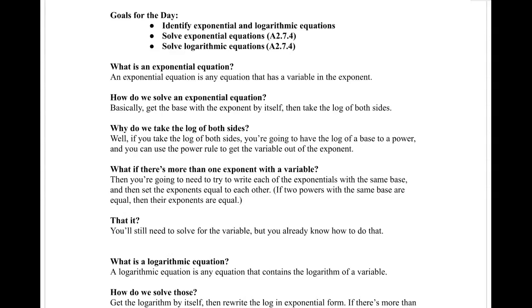How do we solve exponential equations? Basically, we get the stuff with the exponent by itself, and then we take the log of both sides. Why do we take the log of both sides? Well, if you take the log of both sides, you're going to have the log of a base to a power, and you can use the power rule to get the variable out of the exponent.